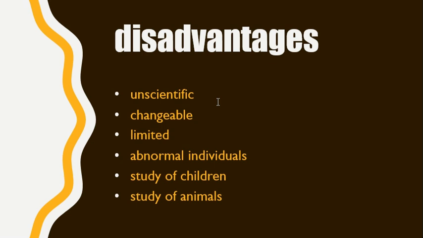The next disadvantage is that it is changeable. Mental processes are continuous. Okay? Mental states can change. At one time, you are feeling good about a certain stimulus, at another time, you can feel bad about that stimulus. So mental states are changeable. So we cannot rely only on introspection because mental states are changing. A person can like something at a particular time, and he can dislike that thing at another time.